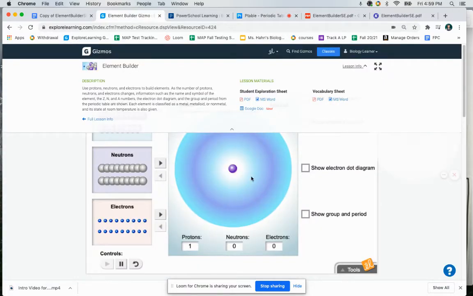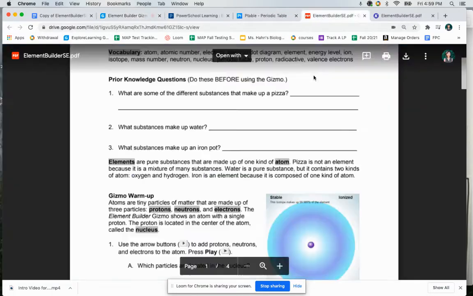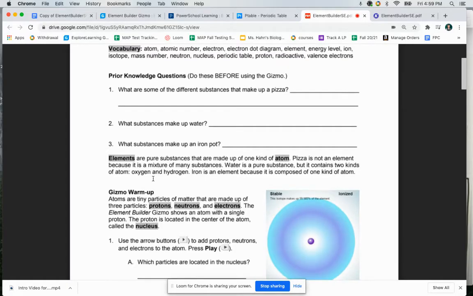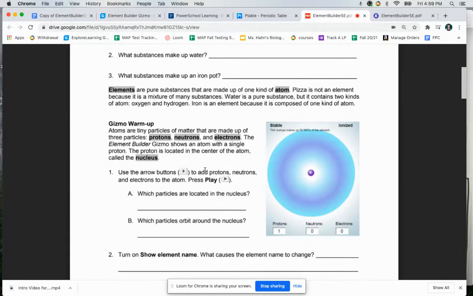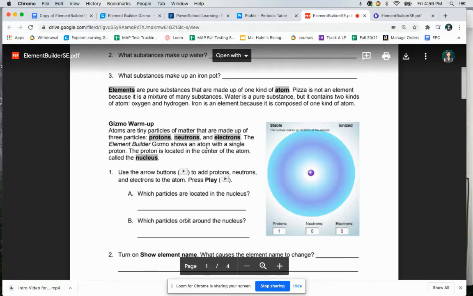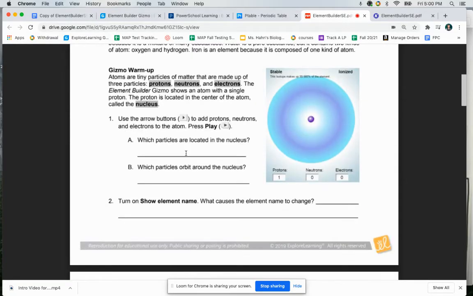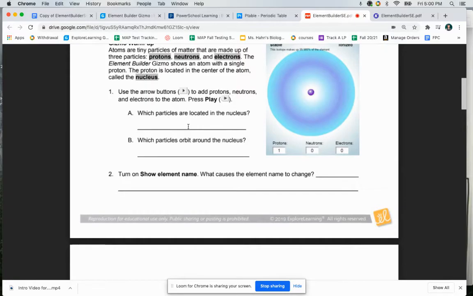All right, so you're going to go ahead and put that in. What substances make up an iron pot? Well, if it's iron, it's going to be iron. Okay, so here it goes over what elements are. It talks a little bit about the atoms and where the protons, neutrons, and electrons are. And then it starts asking you to use your arrow button.